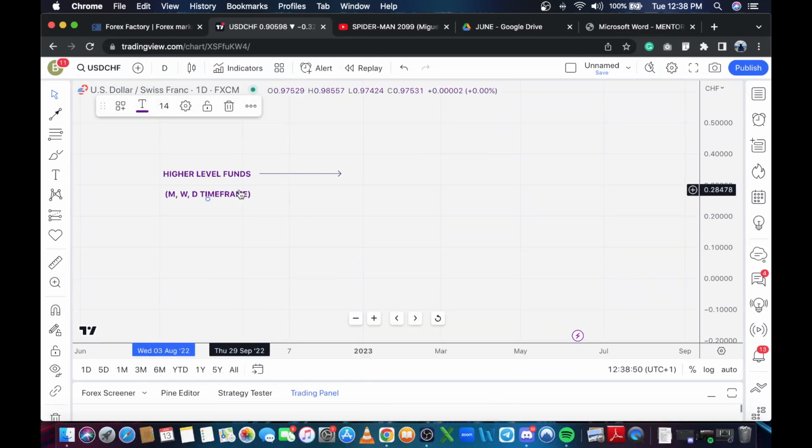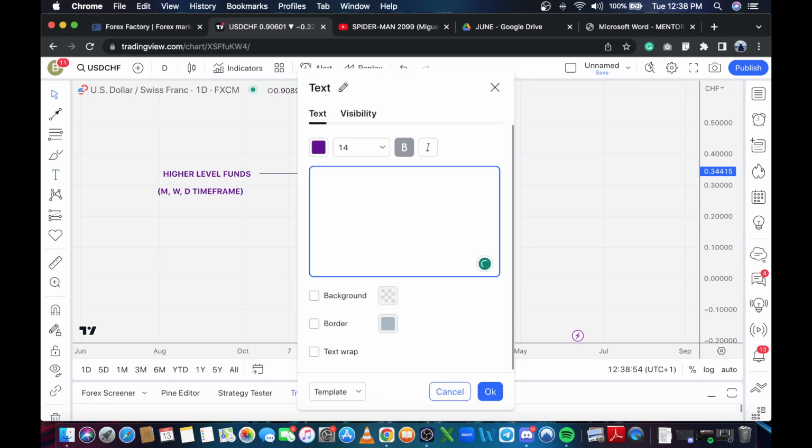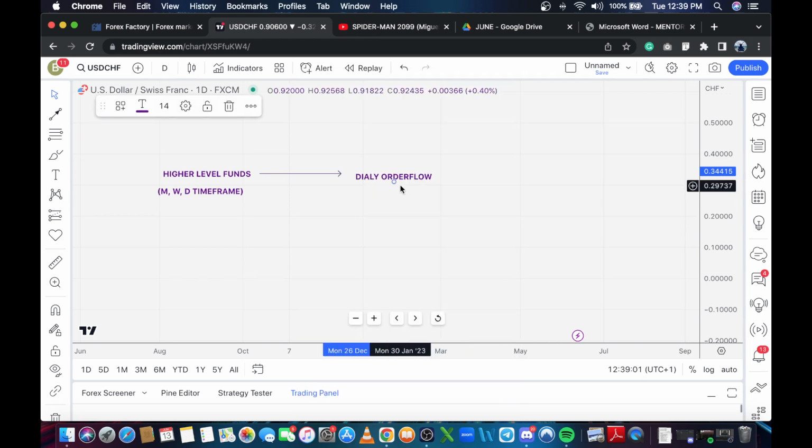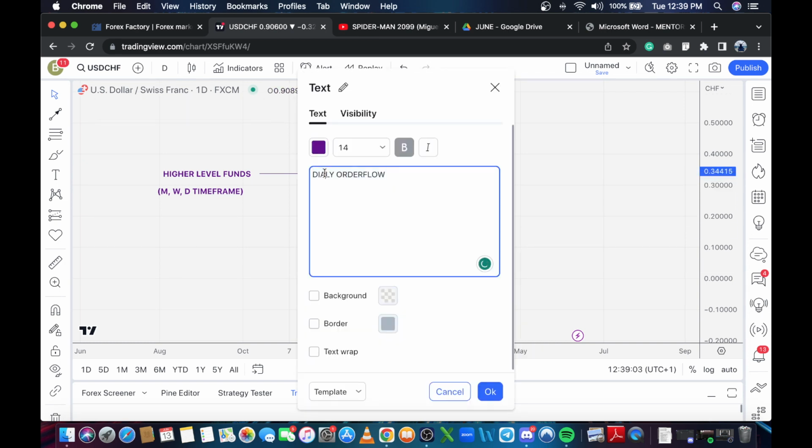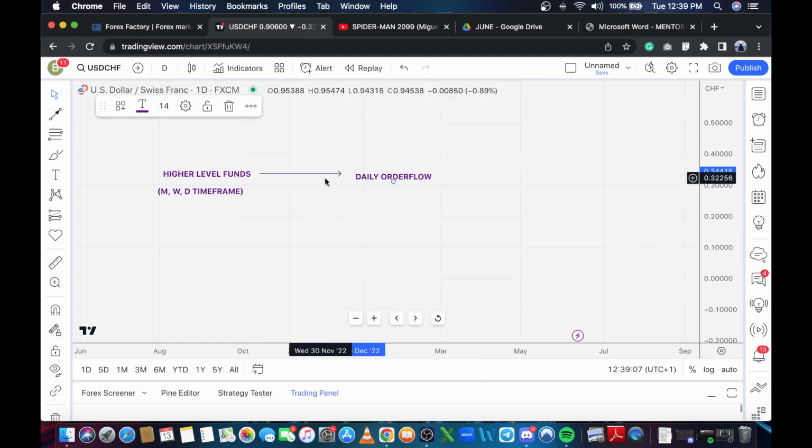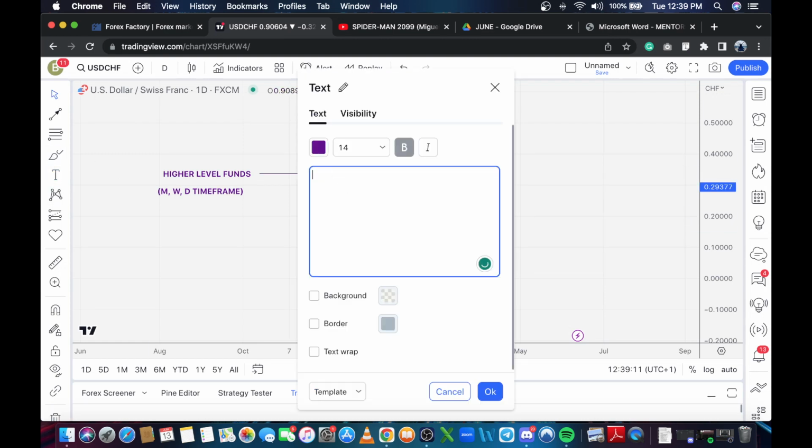And then from that we have what we call daily order flow, which is what we're trying to define. So daily order flow is supposed to expand higher, and why should it expand higher? Is it supposed to expand lower, and why should it expand lower? That's the question we're constantly asking ourselves. And in this example, we're more interested in intermarket analysis for a confirmation of order flow.